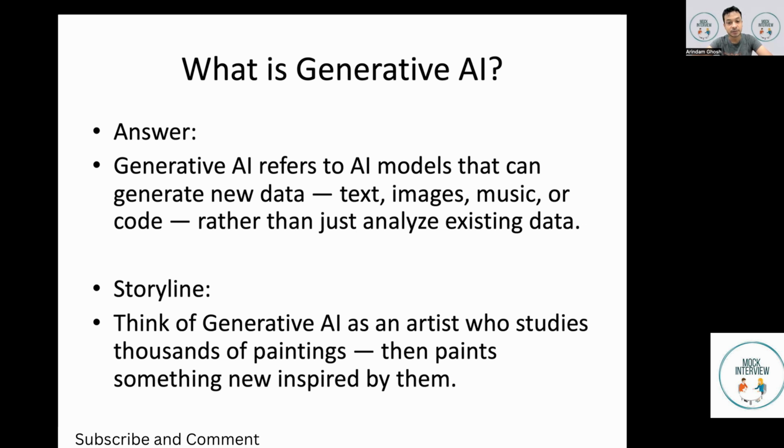Then the artist paints something new inspired by them. So they look into different paintings, and by looking into that, they learn. The painter learns from those paintings and generates new paintings based on the inspiration. So that's how generative AI works. Models generate new text, new images, new music, new code by analyzing existing data. Okay, so let's go to the next question.